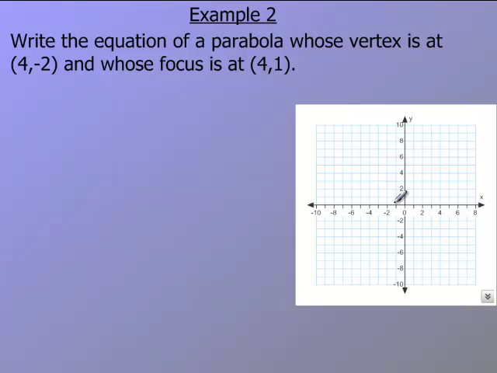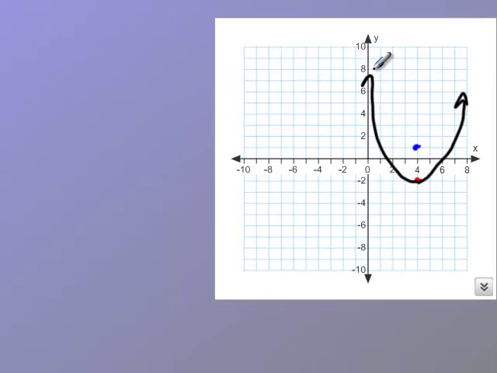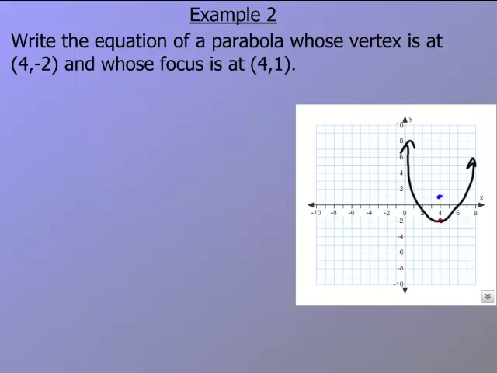So the vertex is located at (4, -2). I would just plot these points on a graph so that way I can visualize exactly what's going on here. And then the focus is located at (4, 1). So by knowing that the focus is above the vertex, I can see that this parabola is going to be opening upwards.